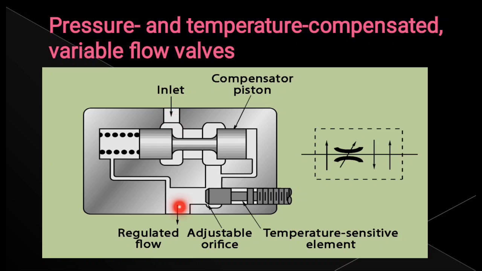You can see what the parts are here. This is the inlet port, this is the regulated flow output, this is the compensator spool, or you can call it a piston. This is the adjustable orifice. This opening is called the adjustable orifice. This is the temperature sensitive element.